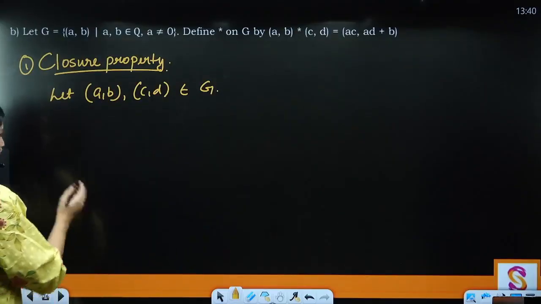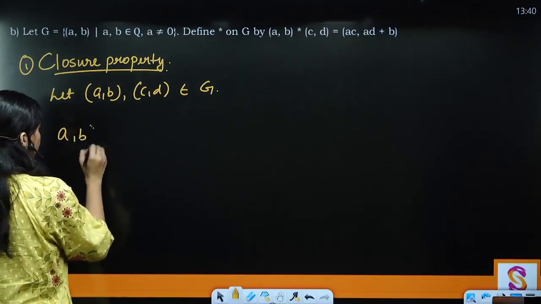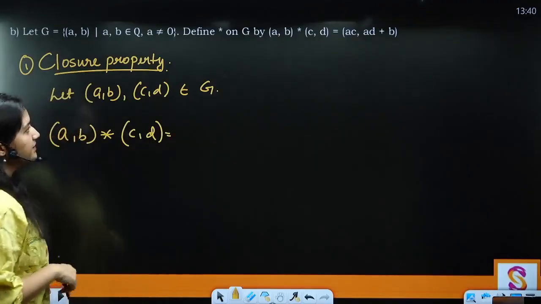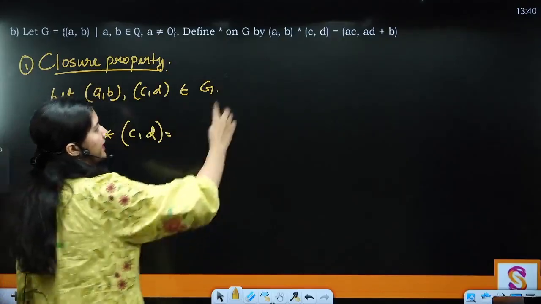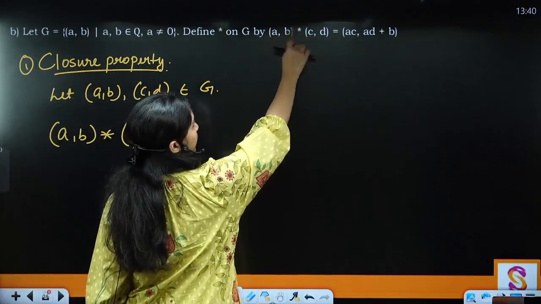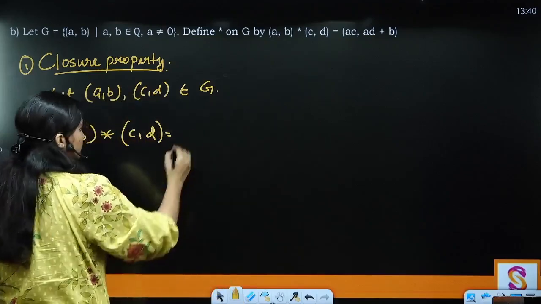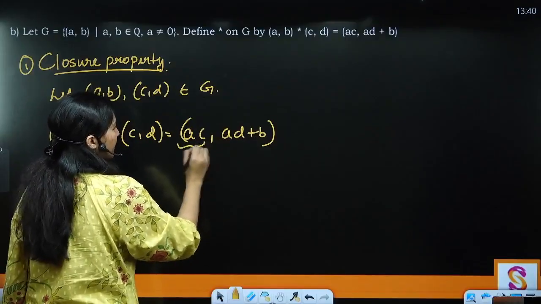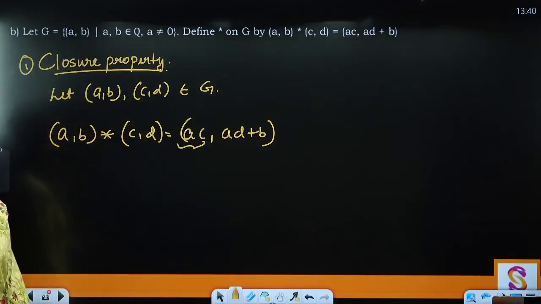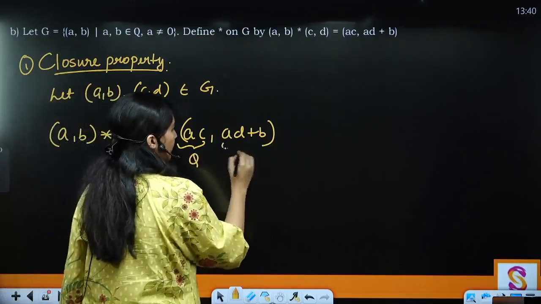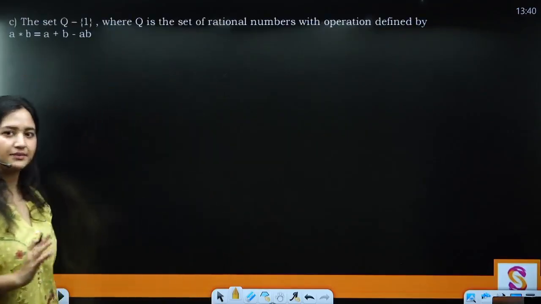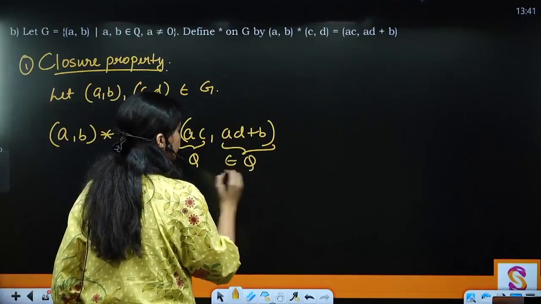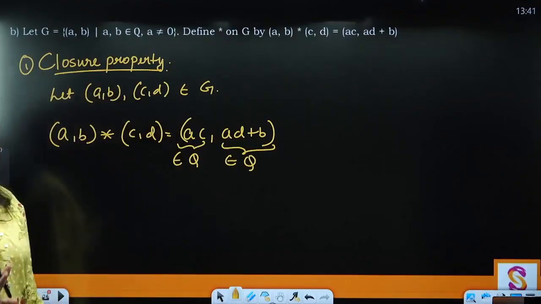Clear? Now what is the operation? (a, b) star (c, d). And how is the binary operation defined? First multiply a and c, then you are supposed to multiply a and d and you have to add b, right? So (ac, ad plus b). Now if these two are rational numbers, the product of two rational numbers is again going to be a rational number only, right? And the product of two rational numbers plus a rational number is again going to be a rational number, right? So the closure property is going to get satisfied.